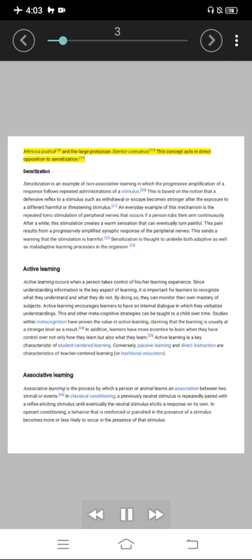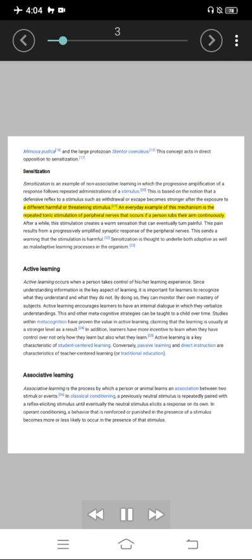17. Sensitization. Sensitization is an example of non-associative learning in which the progressive amplification of a response follows repeated administrations of a stimulus. 20. This is based on the notion that a defensive reflex to a stimulus such as withdrawal or escape becomes stronger after the exposure to a different harmful or threatening stimulus.